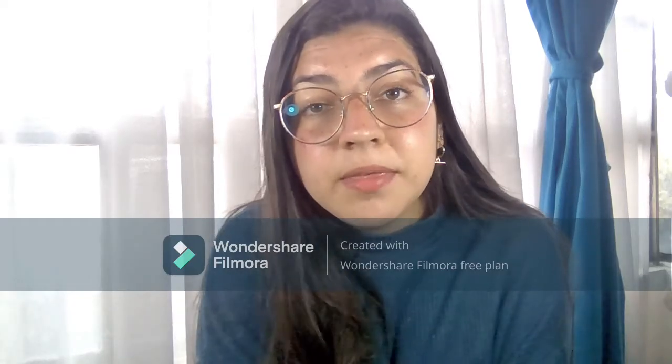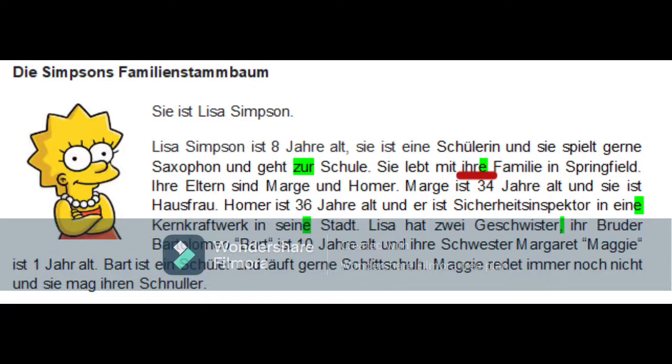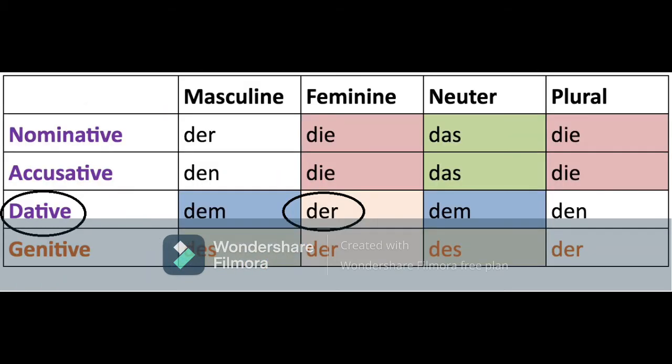Now let's see something that I made for my German class. As you can see, I made a few mistakes in this paragraph, but let's focus on the word underlined. This sentence means she lives in Springfield with her family. Here I should have written ihrer instead of ihre. That's because it's a case of dative with possessive pronouns. It's used to mark the indirect object of a sentence and the ending is changed.